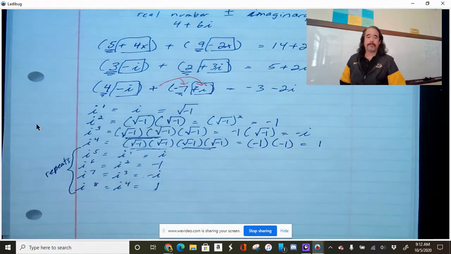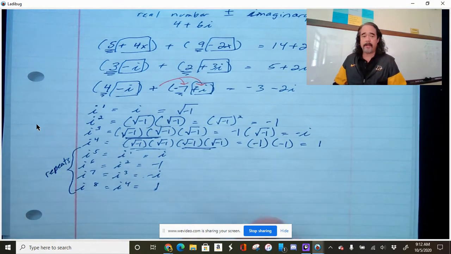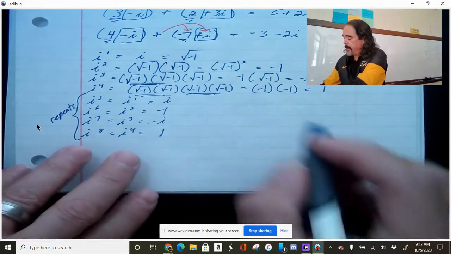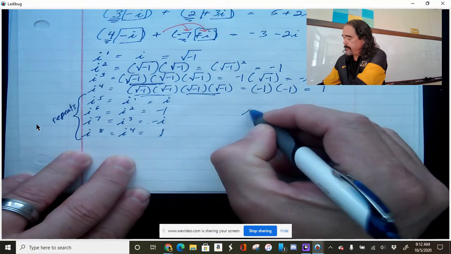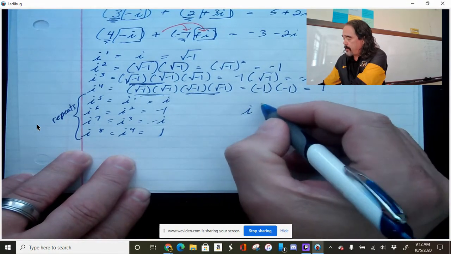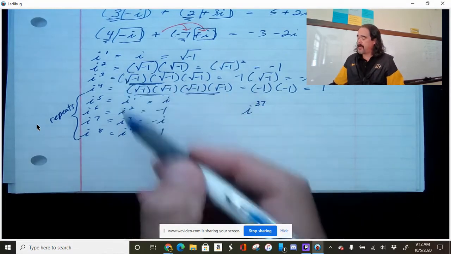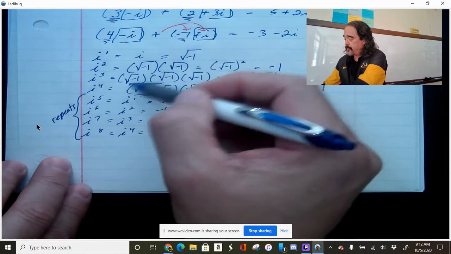It repeats the first 4. And we just go on and on and on, repeating that. And it's very helpful for you to understand that because of this repeating, I can find the value of i raised to any power I want. Let's say raise it to the 37th power. Now I don't need to write this out 37 times. All I need to know is, first off, it repeats every 4.